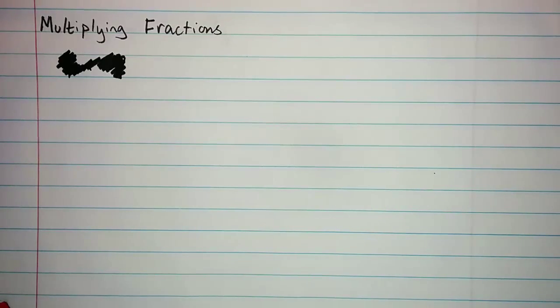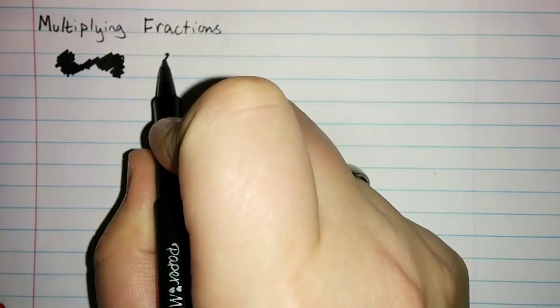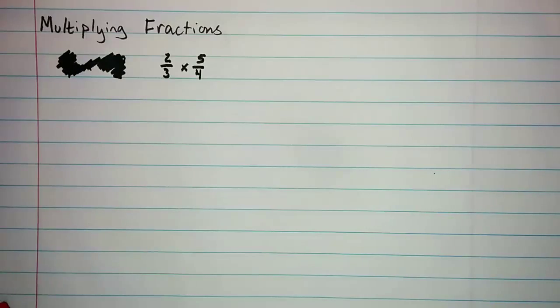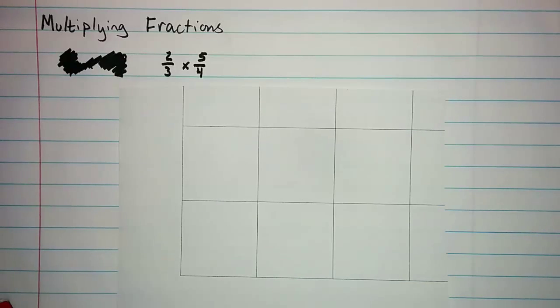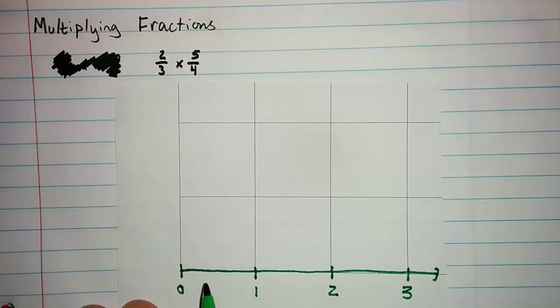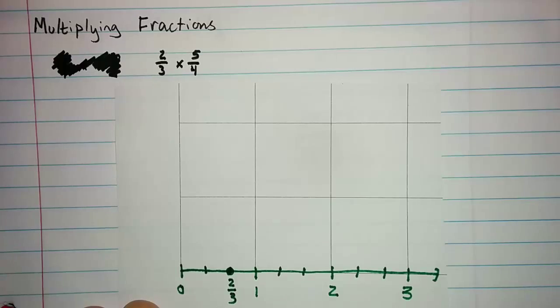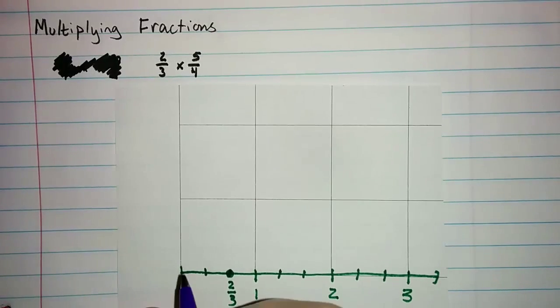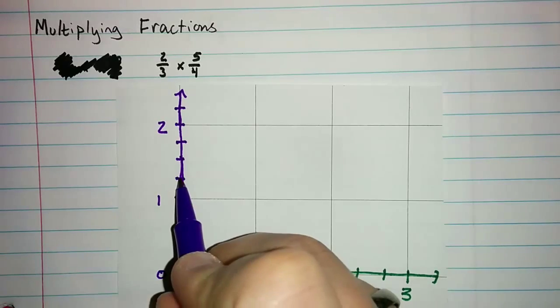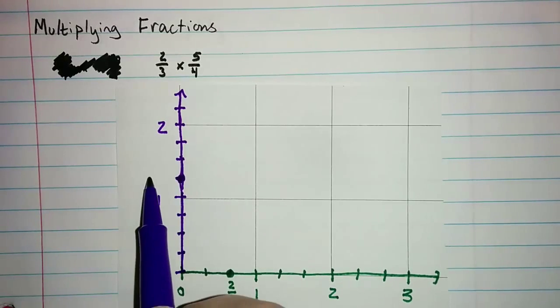Let's suppose for a moment that we want to multiply, say, 2/3 times 5/4. Let's think about this the way that we thought about whole number multiplication, namely in terms of area. So I'm going to draw one number line, and on it I'm going to mark the thirds. And so this point will be 2/3. And at a right angle to that, I'm going to draw another number line, and on it I'm going to mark the fourths. And so 5/4 will be this point.